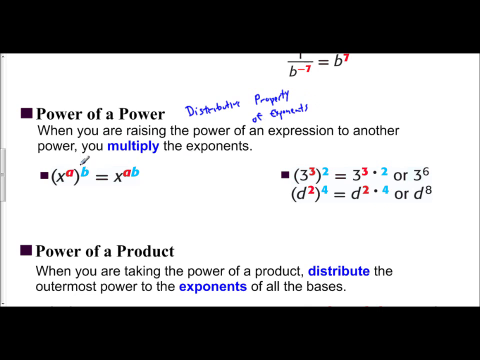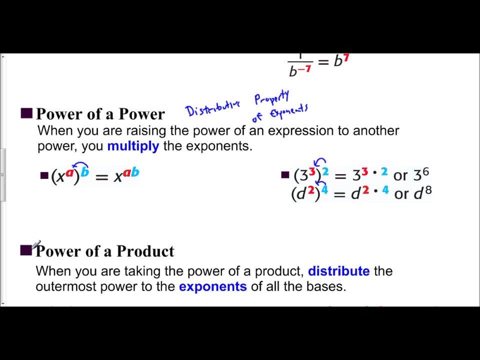If you have an exponent on the outside of the parentheses, you are going to distribute it and multiply them together. So if I have 3 cubed squared, I'm going to distribute it and get 2 times 3, which is 3 to the 6th. If I have d squared being raised to the 4th power, I'm going to distribute it in, and that will give me d to the 8th.